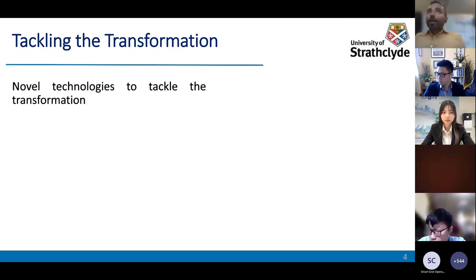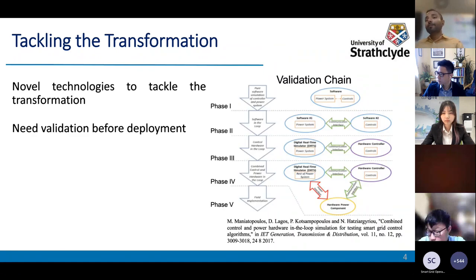So the entire research community has been working to facilitate this transformation of our power system. New technologies are being continuously proposed. However, these technologies need to be validated before they can be deployed within the network. And generally, they follow this standard validation chain before deployment. It starts from desktop simulation, moving on to real-time simulation, and then controller hardware in the loop, power hardware in the loop simulations before it's field trialed and then deployed at a large scale.